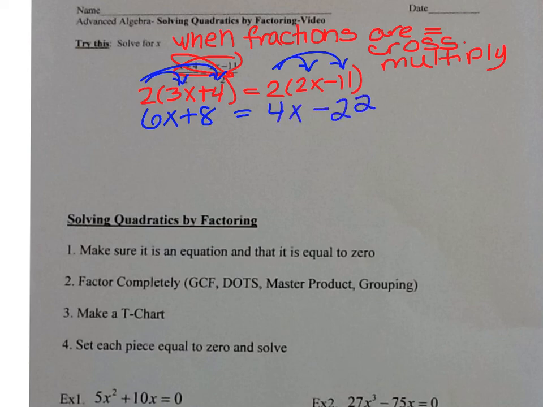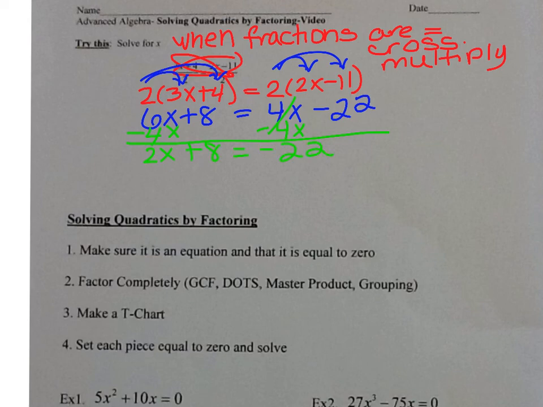All right, so now we're going to solve the linear equation. Remember, I've always said that when you have x on both sides, 6x, 4x, it's usually easier to move the smaller one. The smaller one would be 4x. So to move a positive 4x to the other side, we'll minus 4x. So the 4x minus 4x cancel. So now we have 6x minus 4x is 2x plus 8 equals negative 22.